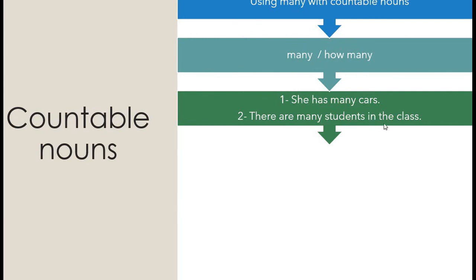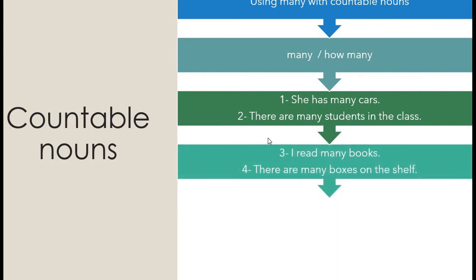There are many students in the class. Look here also, students. Many students, and the verb is plural because we don't know how many students, or we don't want to say how many students, in fact, in the class. But we form it like this. There are many students in the class. Look at this. I read many books. This means more than one. There are many boxes on the shelf. Many with plural noun, boxes.